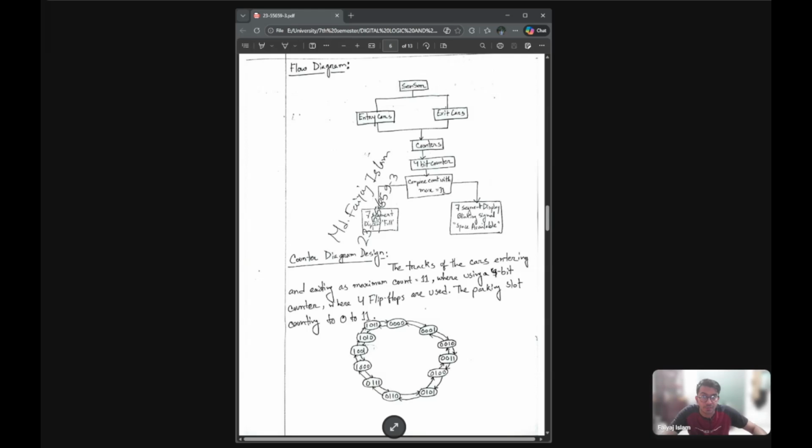Moving to the flow diagram, we visualize the logic process. The system continuously monitors the sensors. When a car enters, the counter increments. When a car leaves, the counter decrements. This 4-bit counter value is constantly compared against the fixed maximum value of 11 cars. This decision block determines whether the 7-segment display shows the static warning or the blinking availability signal.